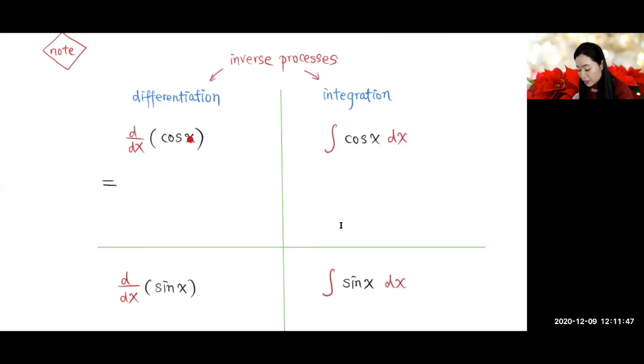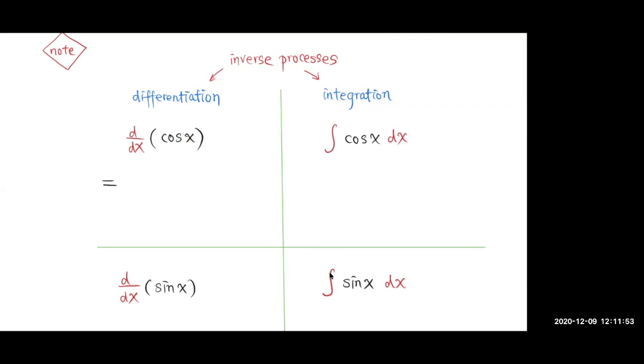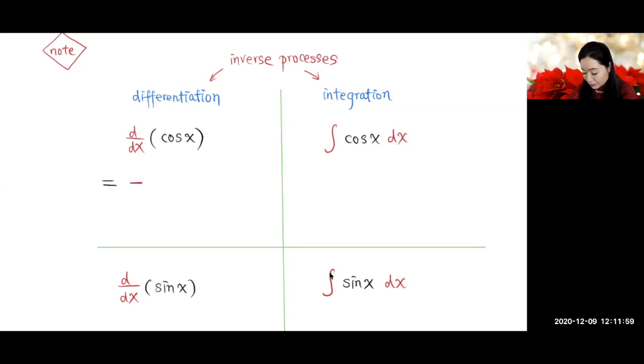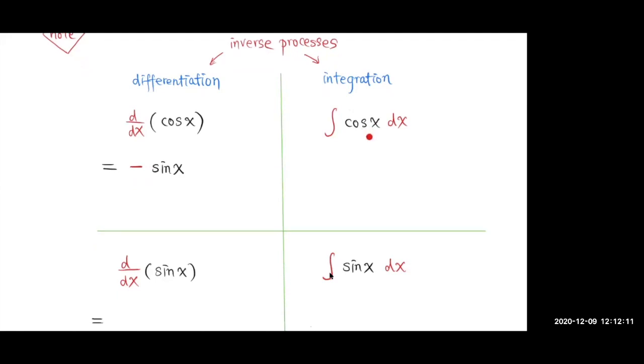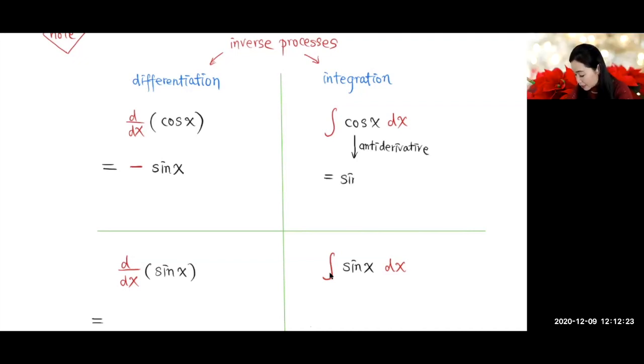So when you differentiate cosine x, what do you get over here? Sine x. Oh, negative sine x, right? Yes, negative, don't forget. When you differentiate that, you get negative sine x. Now, what happens if you integrate cosine x? So you find the antiderivative. Sine. Right, you got it. So it is sine x. And because it's an antiderivative, don't forget to put a constant. So plus C.